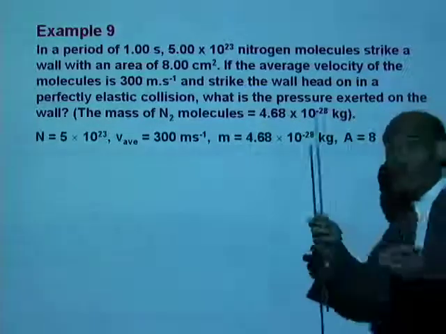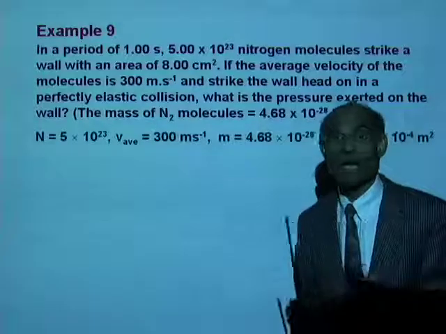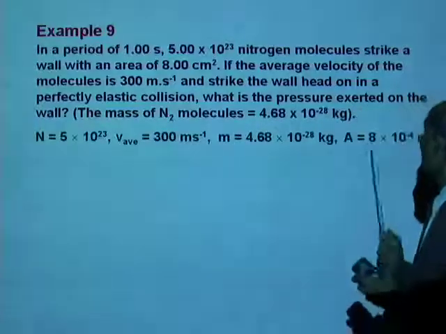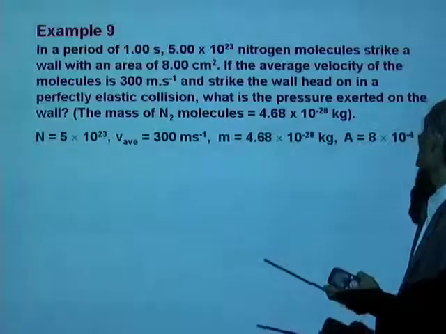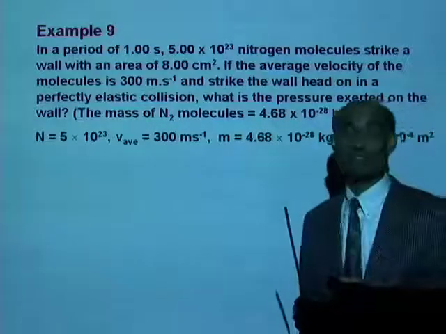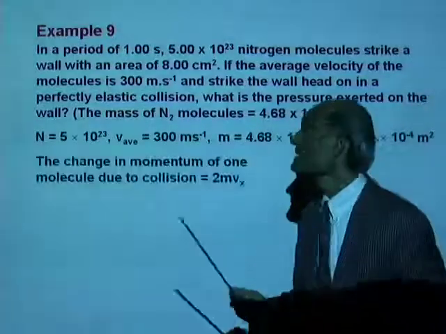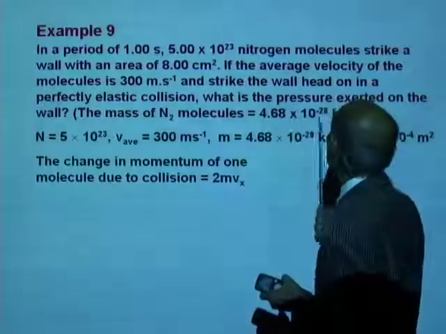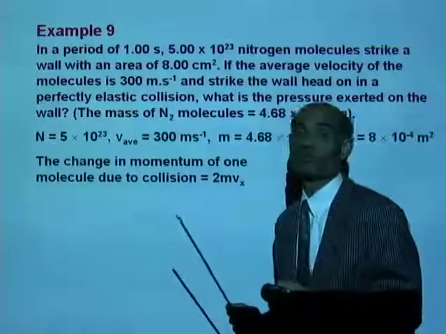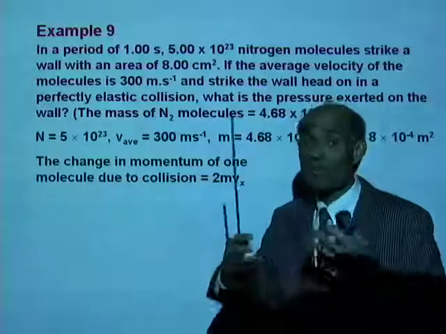The area on which these molecules collide is A equal to 8 times 10 to the negative 4 meters squared. What do we need to find? We need to find the pressure exerted on the wall. Well, first we find the total force.